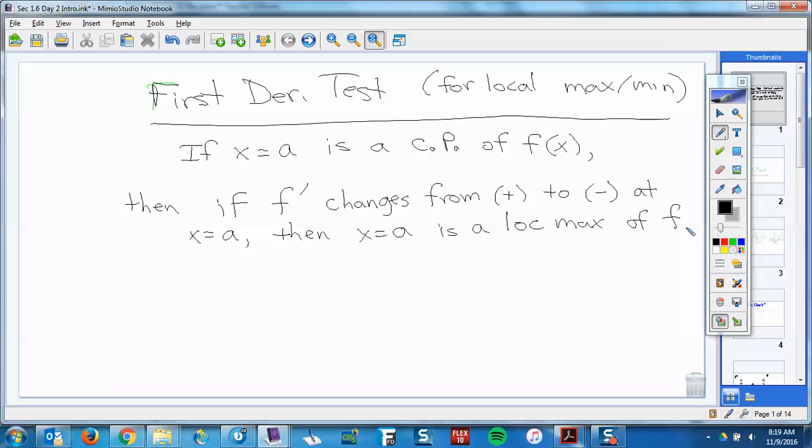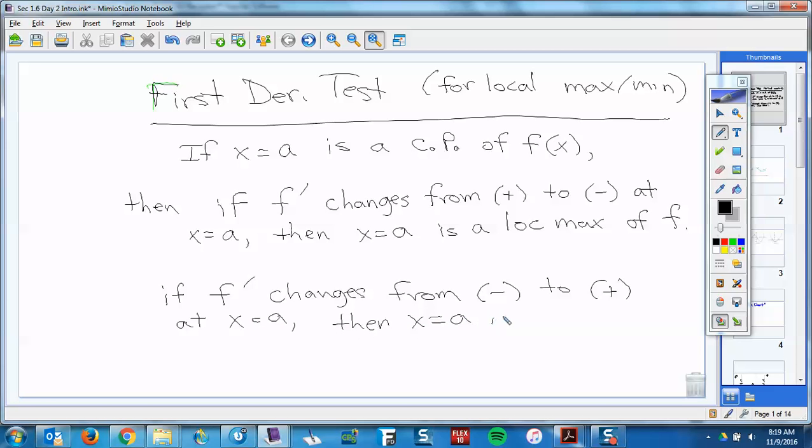So what does that mean you have to do? You have to be able to look on the left and the right. You have to see what the slope is on the left and what the slope is on the right. Then you know you've got a local max point. If f prime changes from negative to positive at x equals a, then x equals a is a local min of f. So what that tells us is we can just look at f prime and tell if f is a local max or a local min.